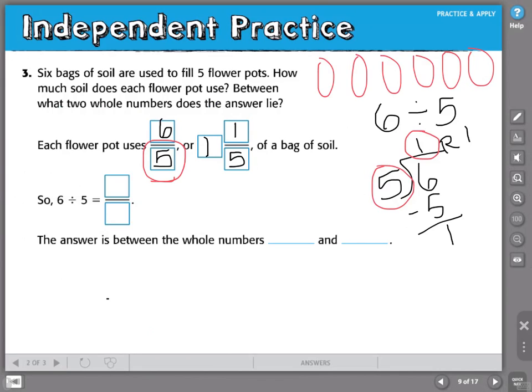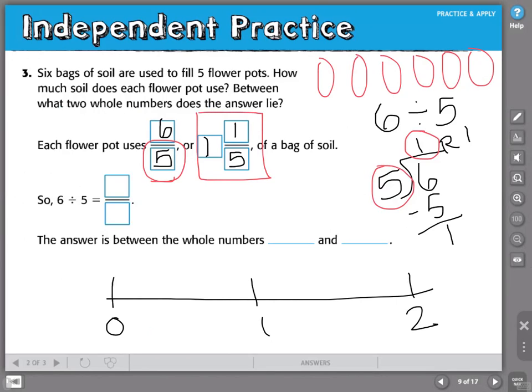Now, let's investigate our number line. The answer is between the whole numbers, blank and blank. Well, I know I've got 1 1/5. 1 1/5 is greater than 1. It would be about right here, 1 1/5. So I know that my answer lies between 1 and 2, between the whole numbers 1 and 2.